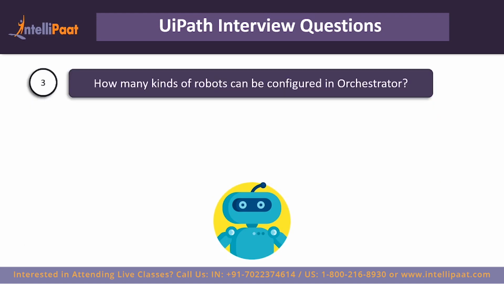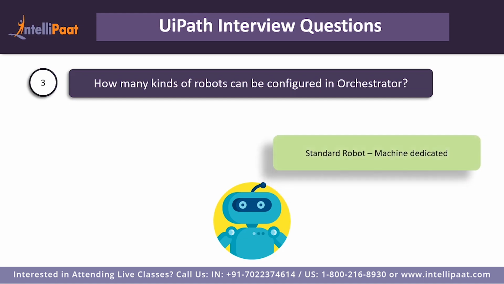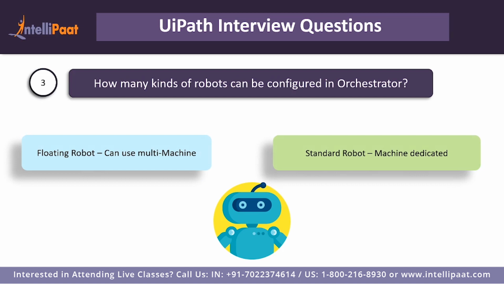The next question is, how many kinds of robots can be configured in Orchestrator? So we just talked about Orchestrator. How many different kinds of robots are there that you can talk about with respect to the Orchestrator? The answer to this question is A, the standard robot, which is a machine dedicated robot, and B, another kind of robot which is called a floating robot. There are two kinds of robots in UiPath which you can talk about. A standard robot is machine dedicated. It will work for specific machines only, whereas floating robots can be used for various machines.